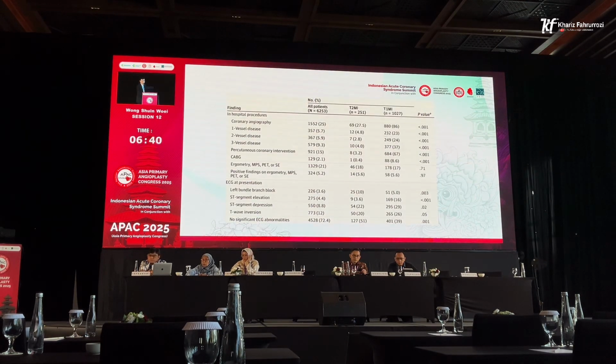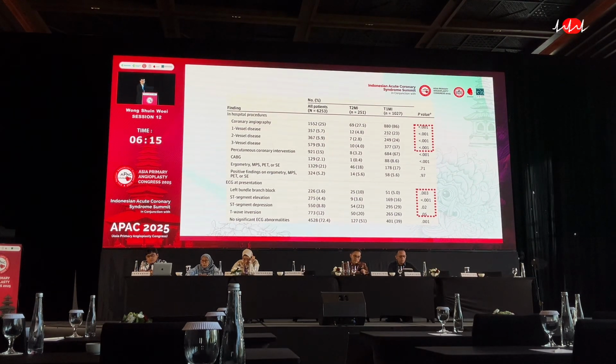This is a very nice JAMA paper that tells us that type 1 MI tends to have more ECG changes, more left bundle branch block, and more ST segment elevation. Hence you have a lot more coronary artery disease as compared to type 2 myocardial infarction.